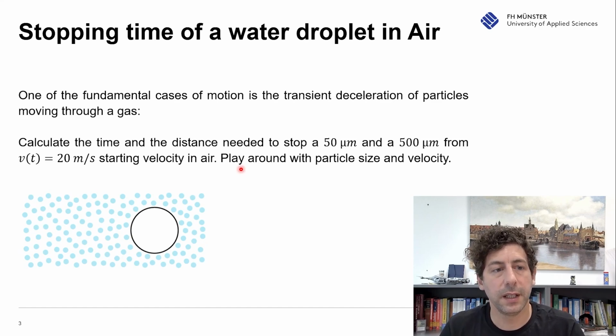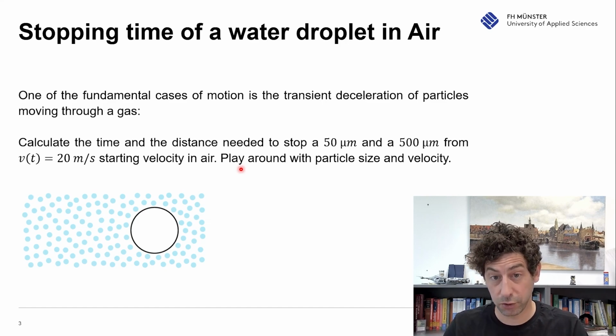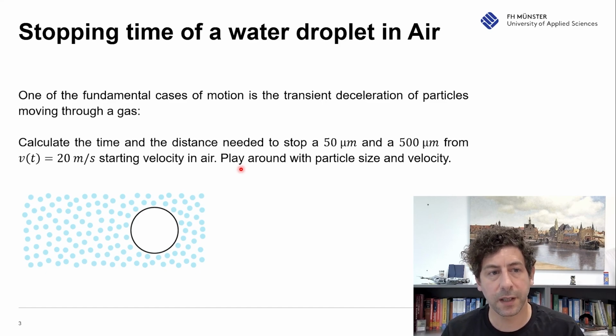So generally, we talked in the previous videos a lot about how particles move in gas, and one really fundamental case in this topic is the motion, the transient deceleration, so the stopping over time of a particle moving through a gas. This is a very important question in a lot of unit operations, and therefore I would highlight this with a small sample calculation.